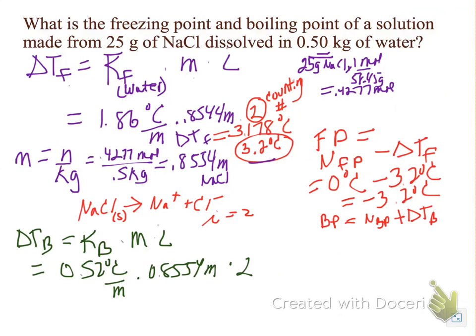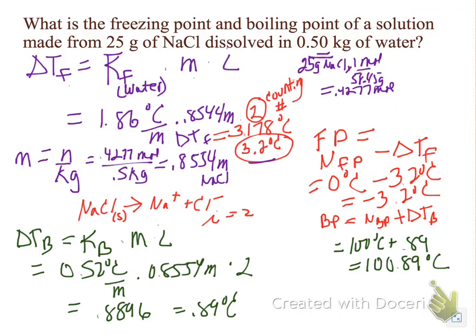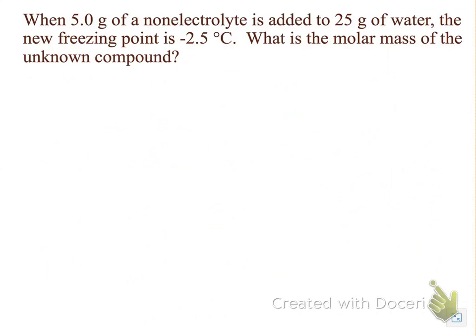It's the same solute. So when I do this, I get an answer of 0.8896, which I'm going to make 0.89. And if I take that and I add it to the normal boiling point of 100, I get a new boiling point of 100.89 degrees C. Okay. Let's take a look at the next one.